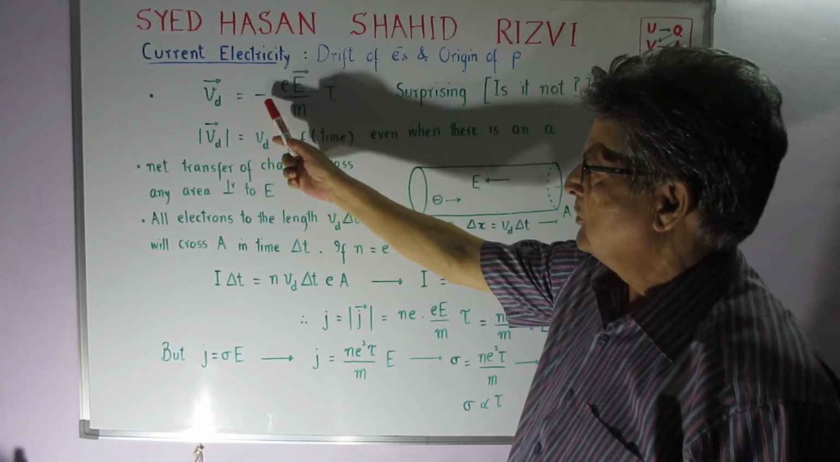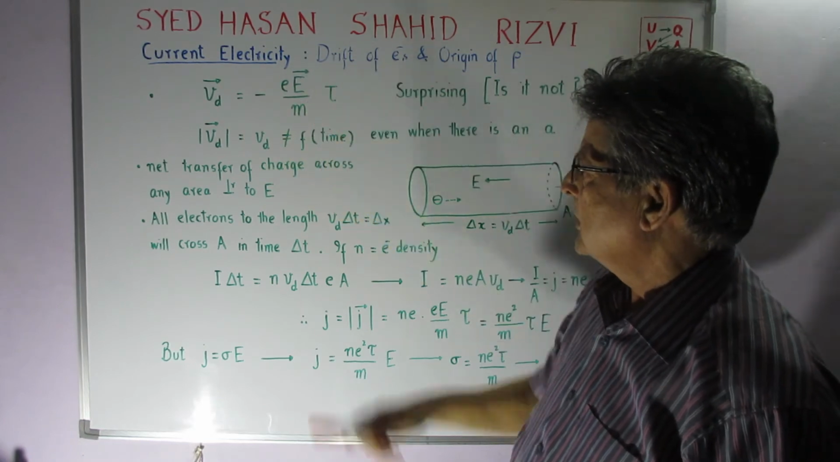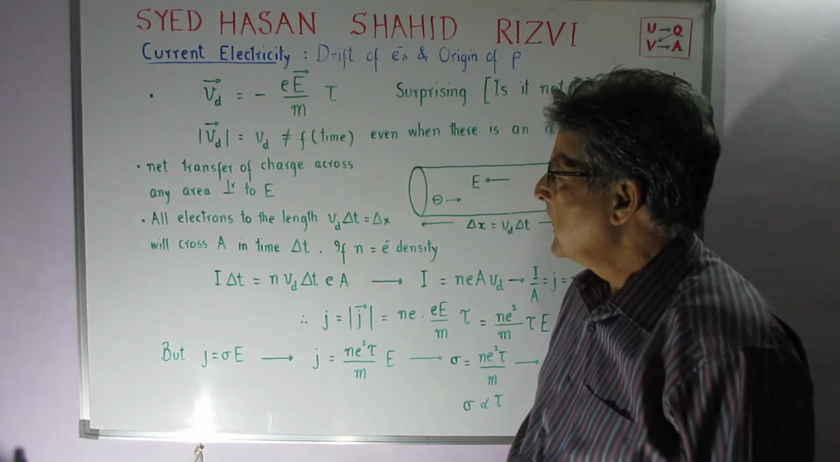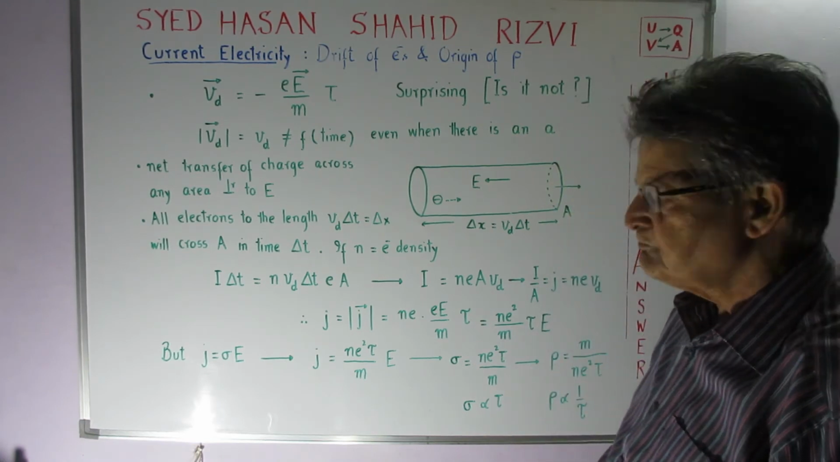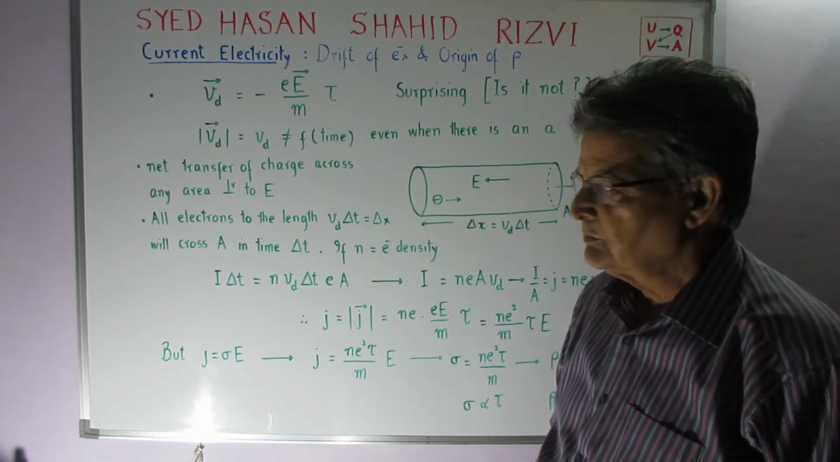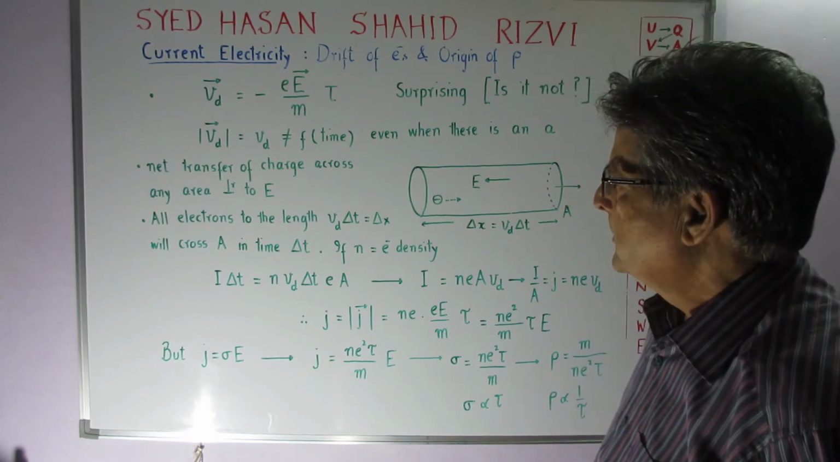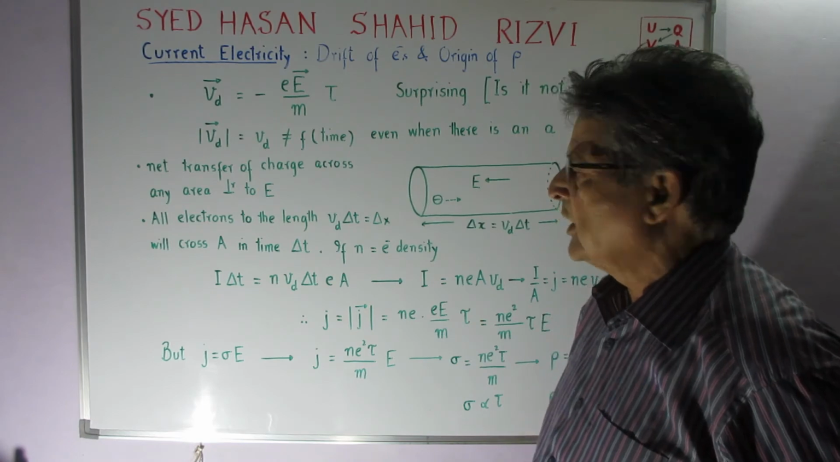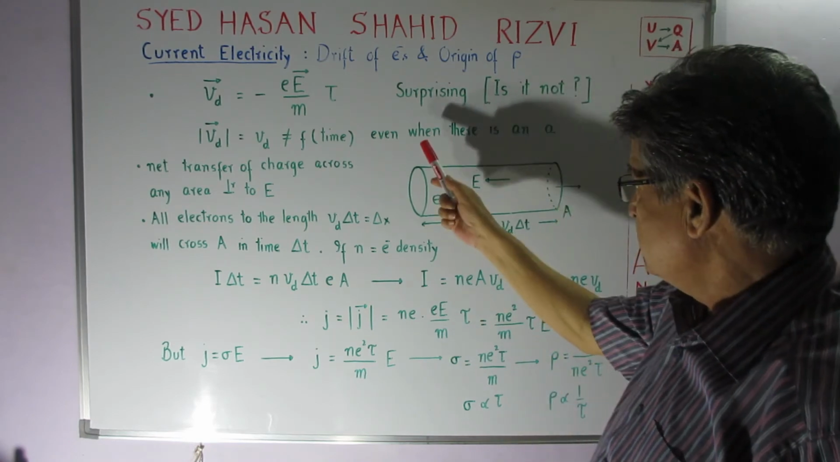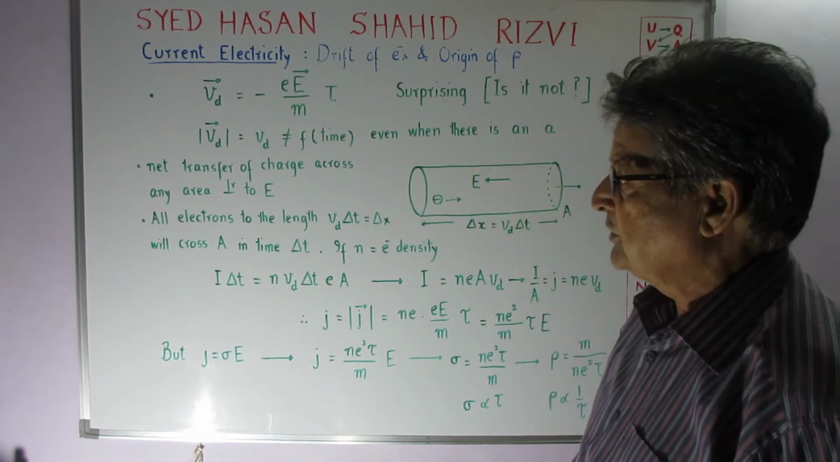Vd was found to be equal to minus eE upon m into tau. Now this result is surprising. Why? Because Vd has been found to be not a function of time. It doesn't change, even when there is an acceleration.